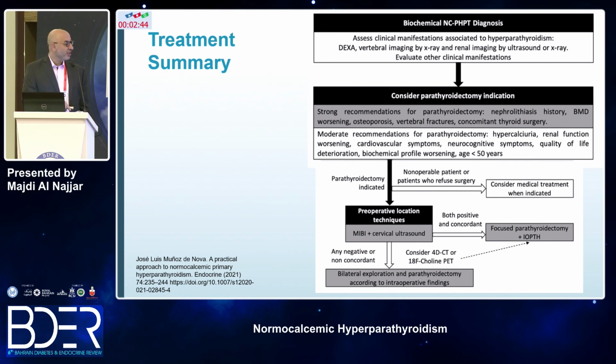If one of them is negative or they're not going together, then in this case, we have different options. We can do 4D CT scan or choline PET scan. If you cannot do this, then you have to do exploratory parathyroidectomy. And then intraoperative parathyroid level. Typically, we like to see the intraoperative parathyroid hormone drop more than 50% to say that the procedure is successful.